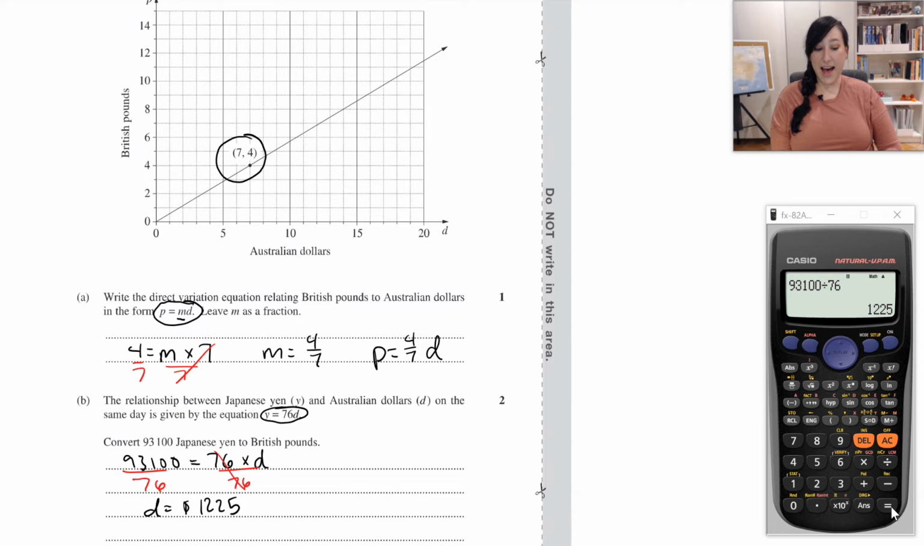Now we can use that in the previous formula from part A to convert that to British pounds. We have P equals 4/7 D, which will be the 1,225. So on the calculator, 4/7 times 1,225 is 700. So the answer is 700 British pounds.